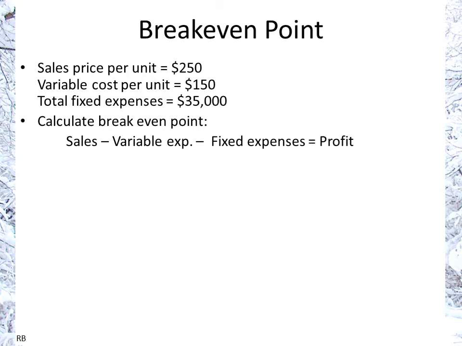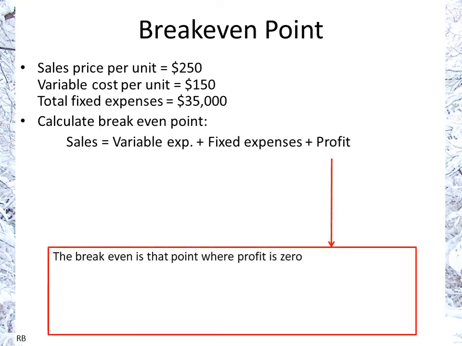If we turn that around, bring the variable and fixed expenses to the other side of the equation, we have sales equals variable expenses plus fixed expenses plus profit. Now, in the case of break even, that's the point where profit is equal to 0. So now we can enter the numbers involved here, with Q representing the quantity of units sold. So 250, which is the sales price per unit, Q, equals 150Q plus $35,000 plus 0 being the profit.